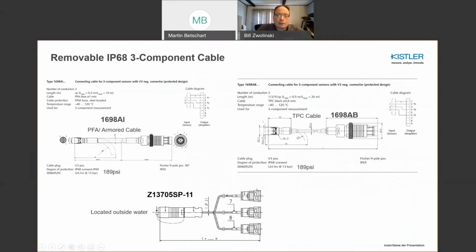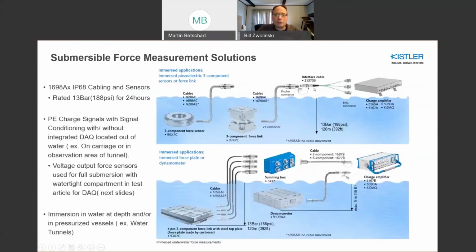And what you do here is outside the water. This is not a waterproof connection, and you would definitely mate this side to the breakout cable with 3 BNCs, much like what I showed here. Okay, you're basically breaking out to 3 BNCs going to the charge amp, and this is all outside the water.